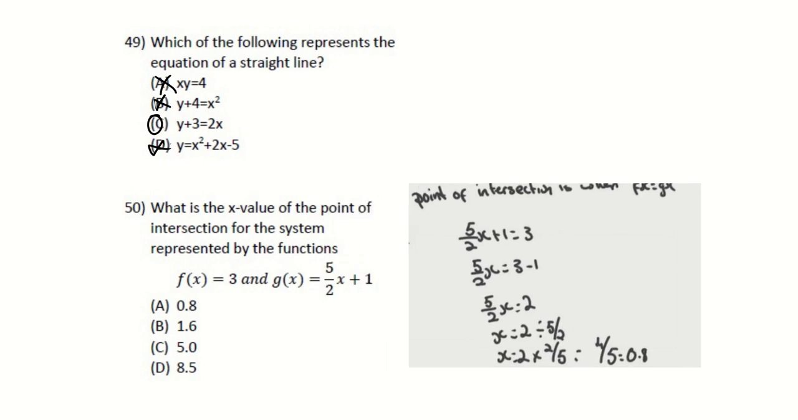So point of intersection is when f of x is equal to g of x, when 3 is equal to 5 over 2x plus 1. You make x the subject, and we got an answer of 0.8, so the answer would be A.